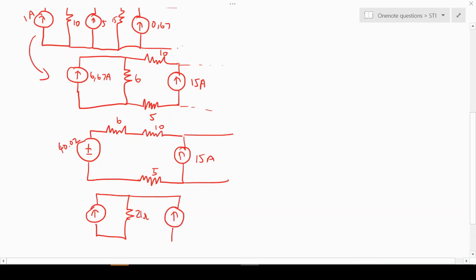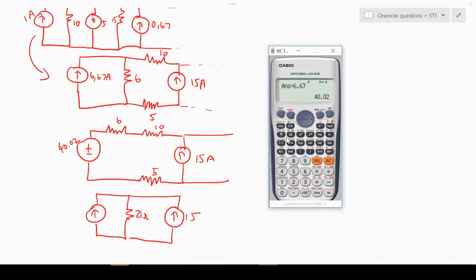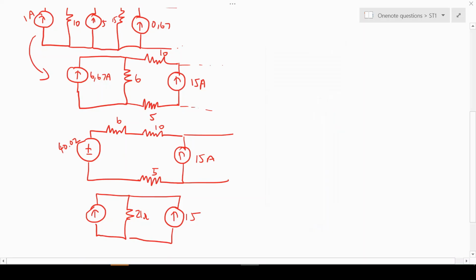and the 15 amp current, and the value of that current should be the 40.02 divided by the 21 ohm resistance, and that will give us a value of 1.9 amps.